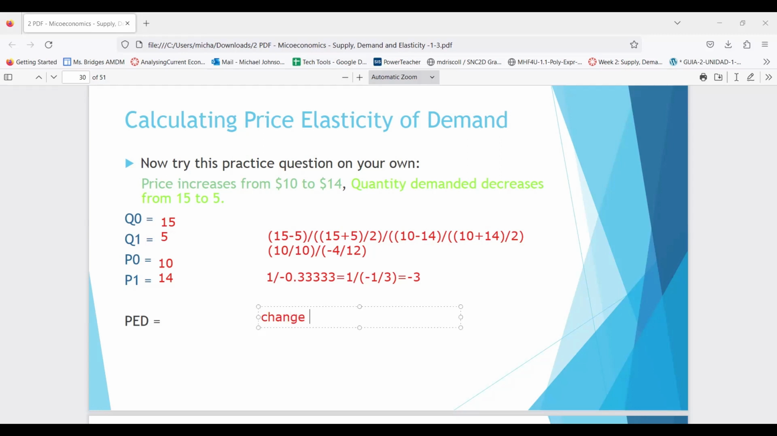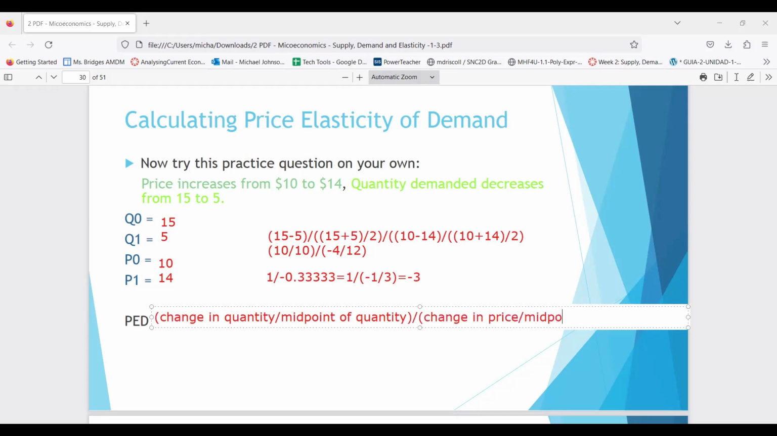So you would take the change in quantity divided by the midpoint of quantity, and then divide that by the change in price divided by the midpoint in price. Sir, I have a question. Yes. It says the quantity demanded decreased, right? So won't it be Q1 minus Q0? Shouldn't it be 5 minus 15, even when we're doing the midpoint method?